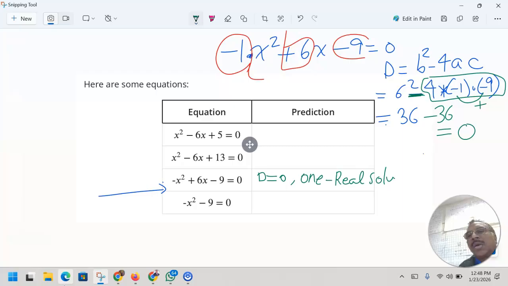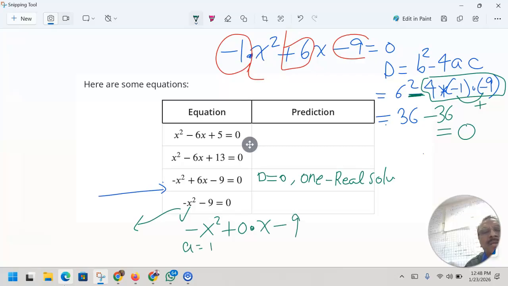So what this means is if you get a negative, see the last one. In this case, you may ask, what is this? Minus x squared plus 0x minus 9. It means your a is minus 1 here. This is the last one: a is minus 1, b is 0, and c is minus 9.